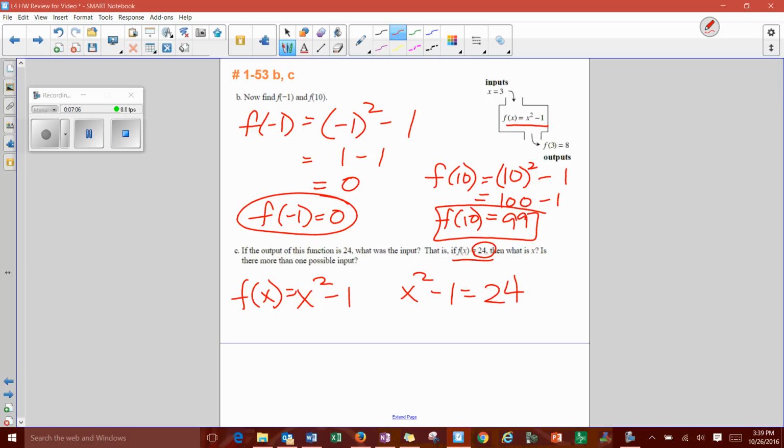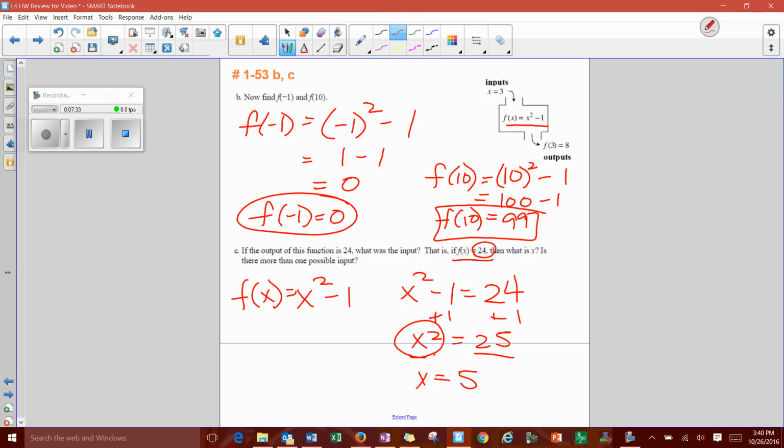Well, let me solve this for x. To get x by itself, I would add 1 to both sides, and I would get x squared equals 25. Now, we haven't really talked about how to solve equations like this, but what number can I square and I would get 25 as my answer? Well, 5. If I take 5 and square it, don't I get 25? Yeah, so therefore, 5 could be a possible answer.